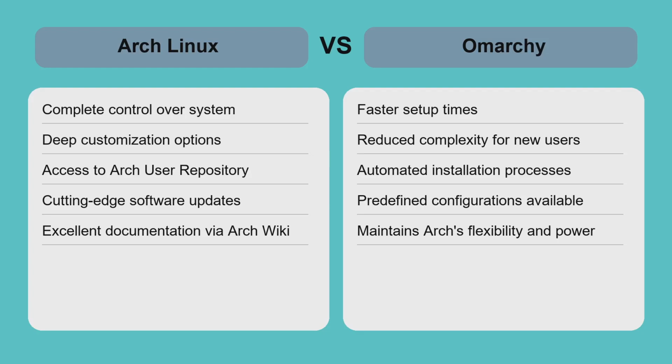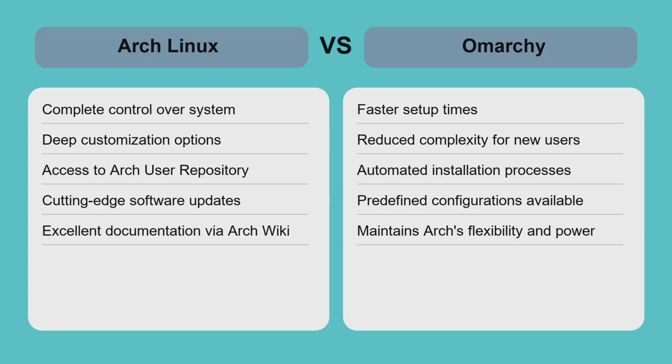Arch Linux and Omarchy both deliver a rolling release experience with access to the same software ecosystem, but their approaches differ. Arch prioritizes manual control and learning, making it perfect for users who want to configure every detail from scratch. This can be time-consuming and requires Linux expertise. Omarchy automates much of this process, offering a quicker, easier setup while maintaining Arch's core benefits.